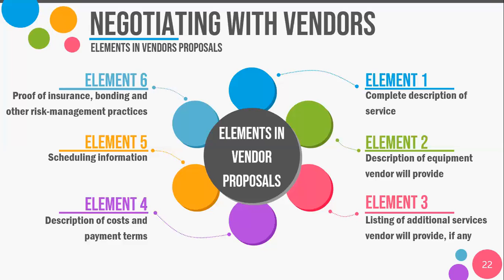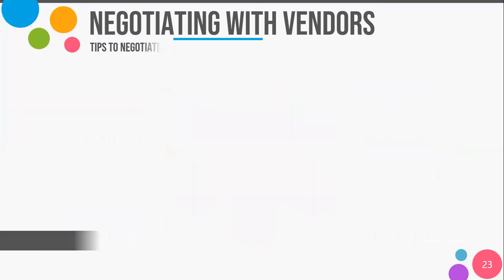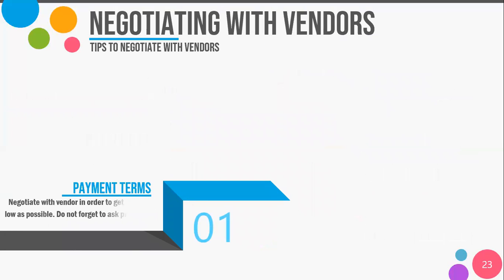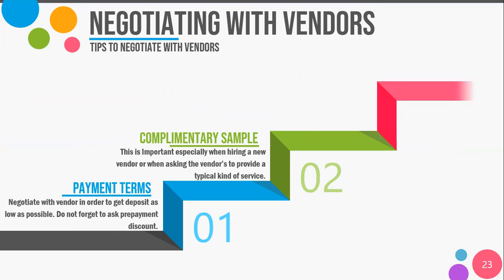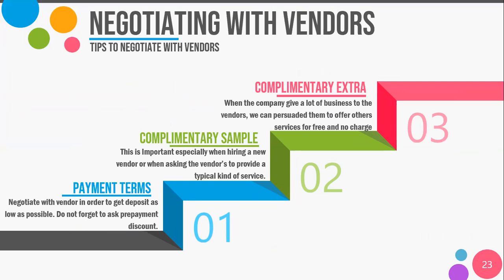Okay. So number 5 is the list of professionals that are included. It's not number 5, it's number 6 actually. This is the last slide. Okay, list of the professional consultants. So you need to know that. You need to know what is the payment term, what is the complimentary sample, and also what is the complimentary extra.